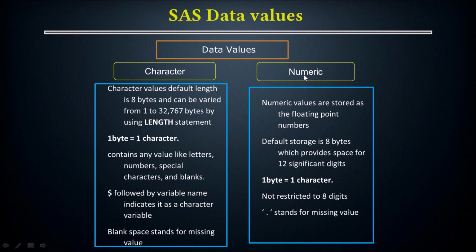The same way for numbers. For the numeric variable also, the default storage is 8 bytes, but it can take up to 12 digits normally. If your number has more than 12, it will be read in scientific notation. Character missing values are represented by a blank space. And if you have any missing values for a numeric variable, it will be represented by a period.